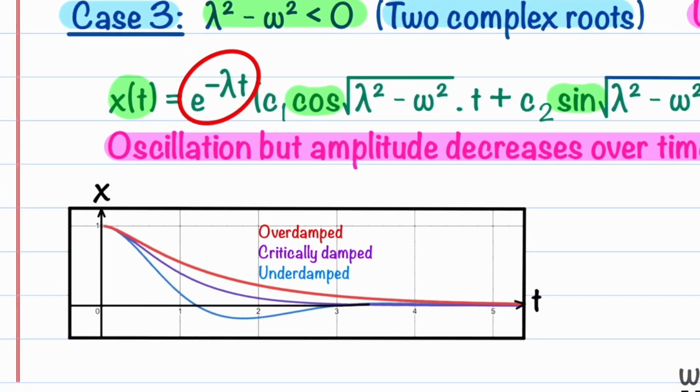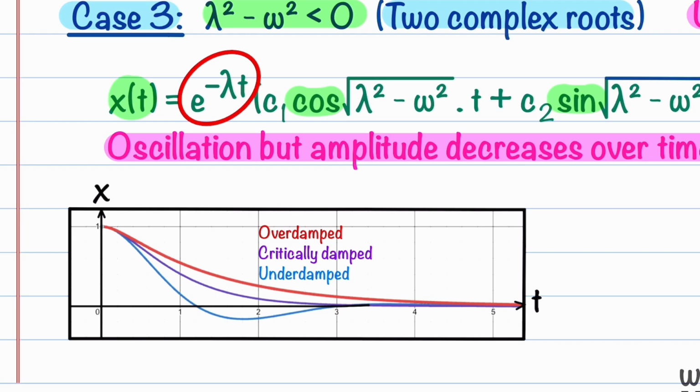Let's now look at this graph. I've included this so that we can visualize what these solutions look like. The overdamped solution in red has no oscillation and returns to equilibrium slowly. The critically damped solution in purple also has no oscillation, but returns to equilibrium faster than the overdamped solution. And then the solution in blue, that's the underdamped one, has oscillation, but its amplitude decreases over time.